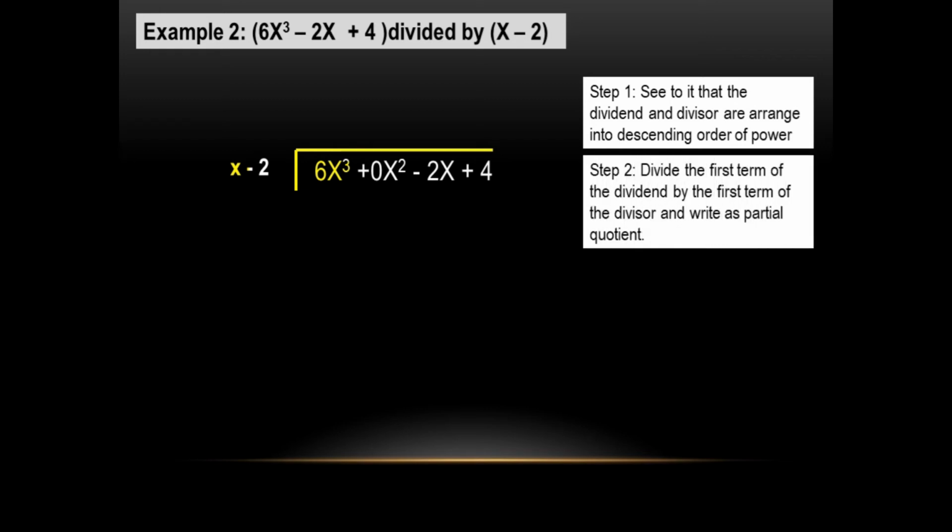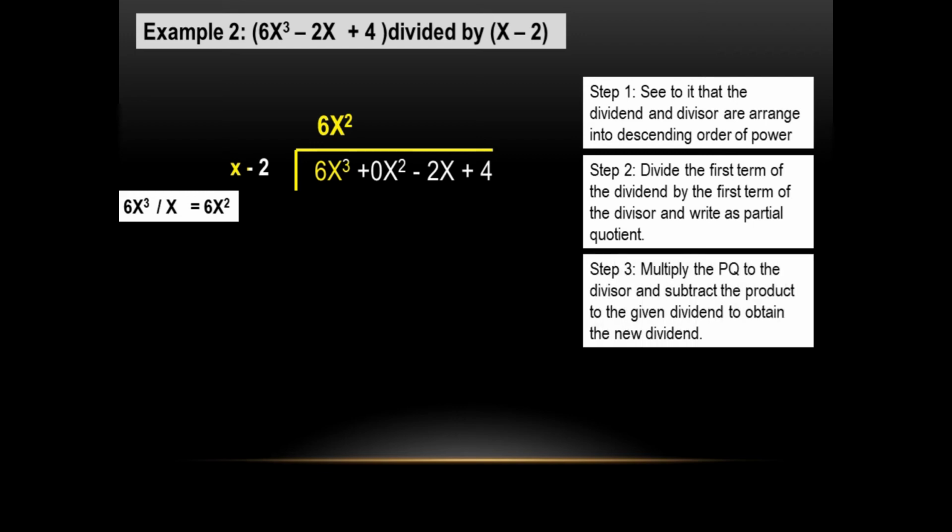Okay, so step 2 tayo. So the same pa rin, copy tayo na. The first term divided by the first term of the divisor. So ito yung lalabas. 6x cubed divided by x is 6x squared. Then you write it as the partial quotient.